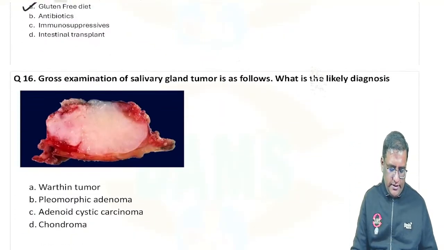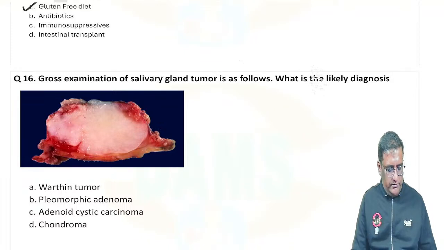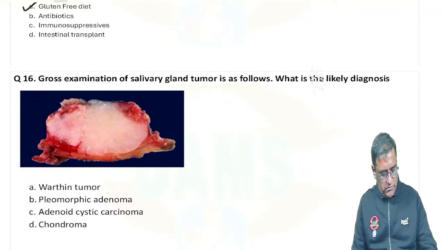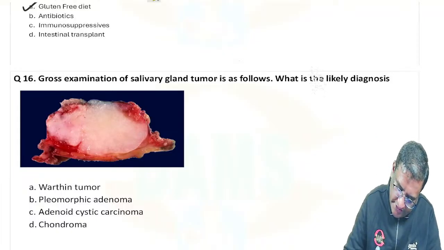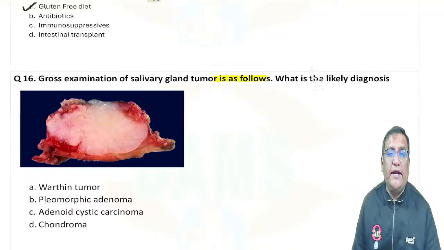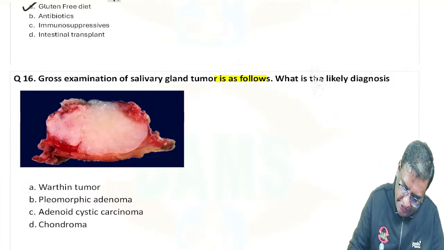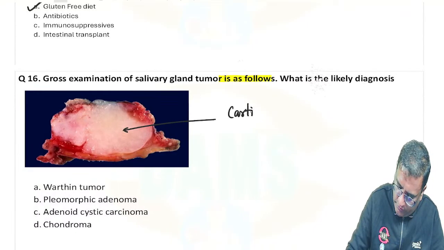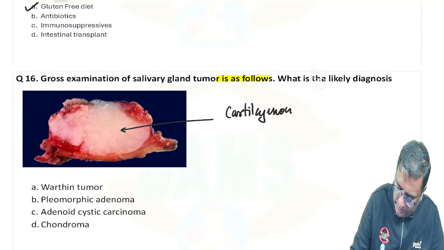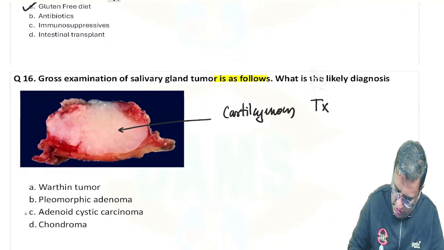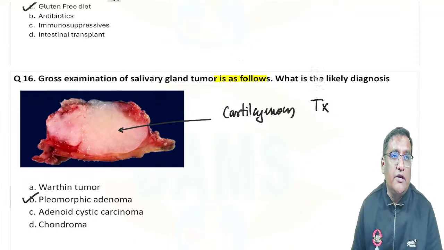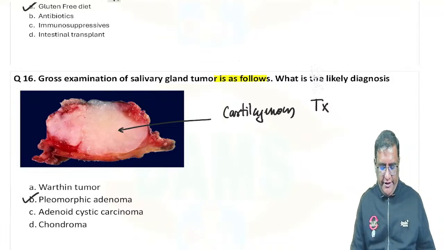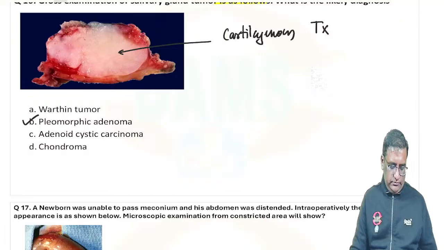Next, question number 16. Gross examination of a salivary gland tumor is as follows. What is the likely diagnosis? It is a well circumscribed cartilage-like tumor, a cartilaginous tumor, isn't it? So what is your diagnosis? Pleomorphic adenoma. Well circumscribed cartilaginous tumor, pleomorphic adenoma. Right?